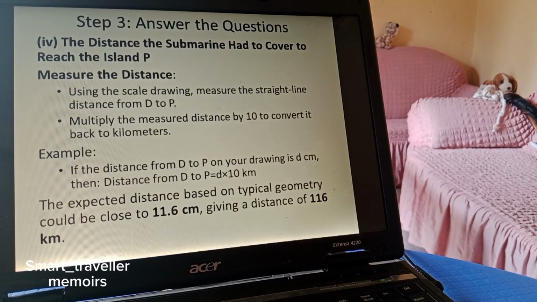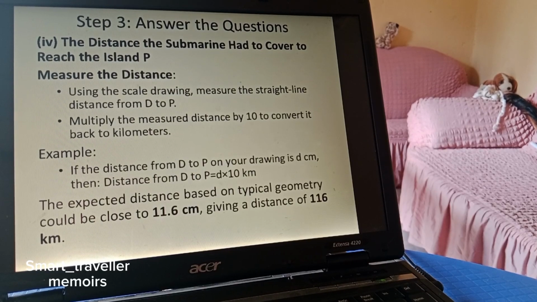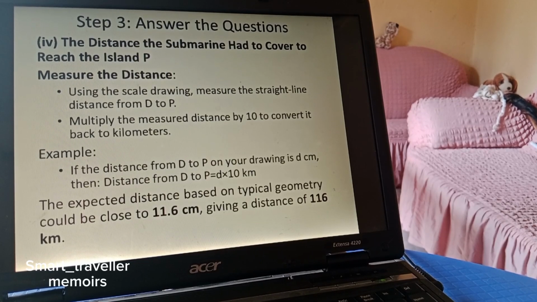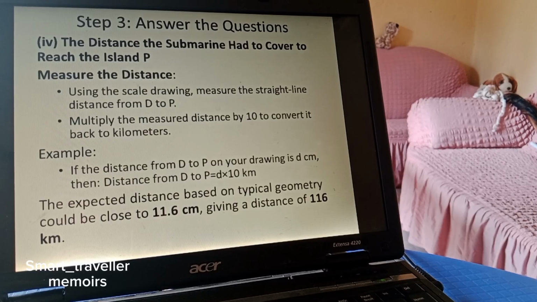The distance the submarine had to cover to reach the island P. Measure the distance. Use the scale drawing. Measure the straight line distance from D to P. Multiply the measured distance by 10 to convert it back to kilometers. For example, if the distance from D to P on your drawing is D centimeters, then the distance from D to P equals D times 10. The expected distance, based on typical geometry, could be close to 11.6 centimeters, giving a distance of 116 kilometers.